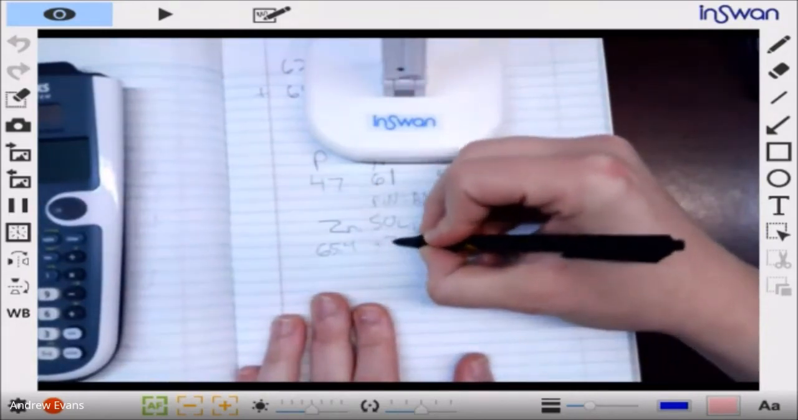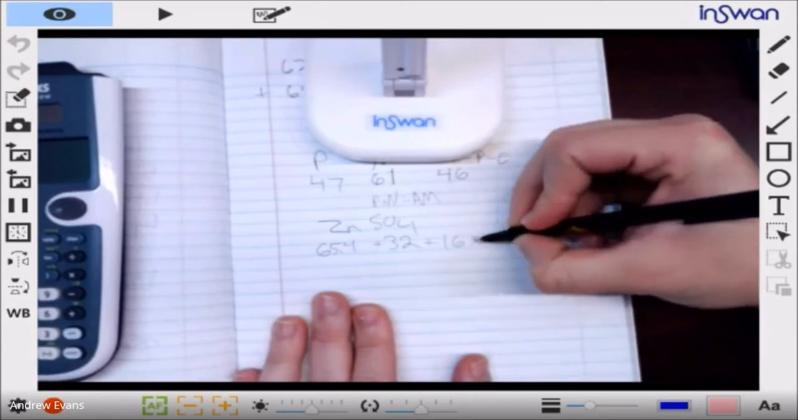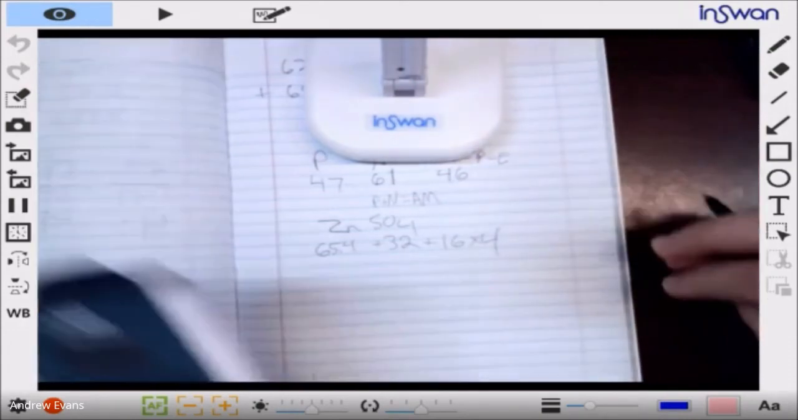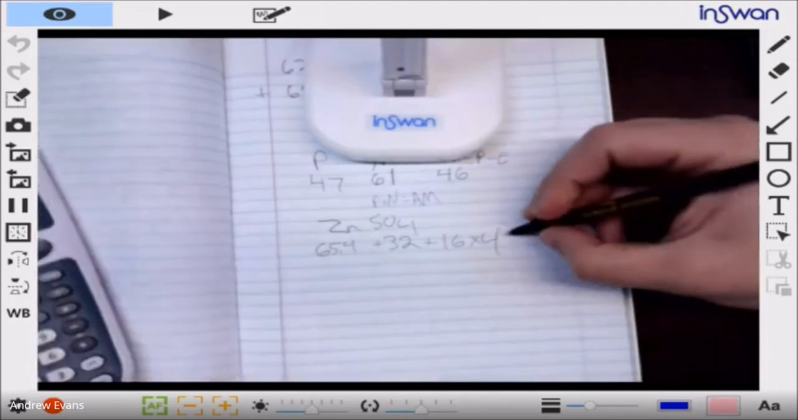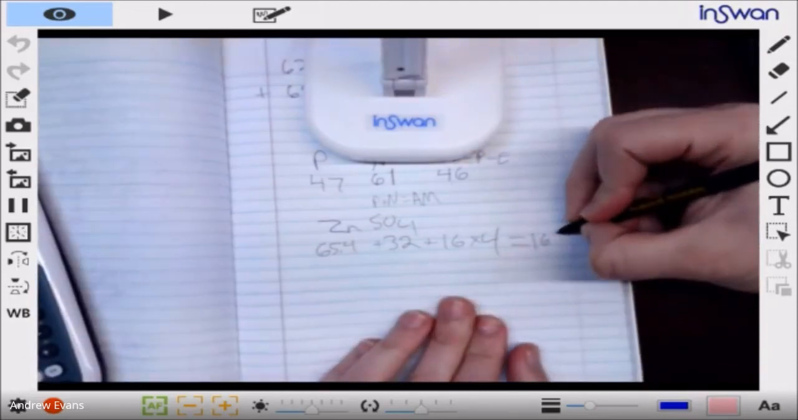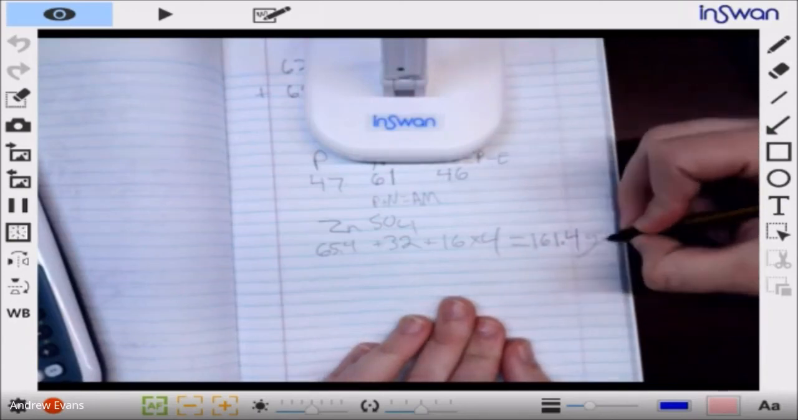Plus sulfur, which is 32. Plus oxygen, which is 16. And we have to multiply by 4. 16 times 4 plus 32 plus 65.4 gives us 161.4 grams per mole.